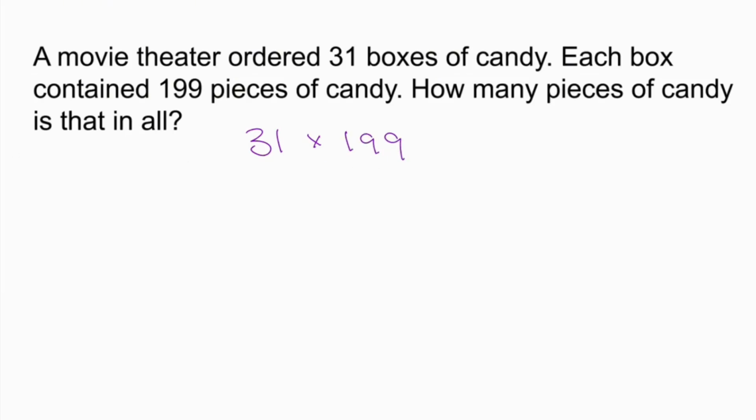Now I'm going to set up the regular old math algorithm, and when I do this I always put my larger number on top. So I'm going to do 199 times 31. Now this is a 3-digit times a 2-digit. So what we're going to do is take the bottom number and multiply the 1 to all of these numbers right to left. So 1 times 9 is 9. 1 times 9 is 9. 1 times 1 is 1. Easy peasy.